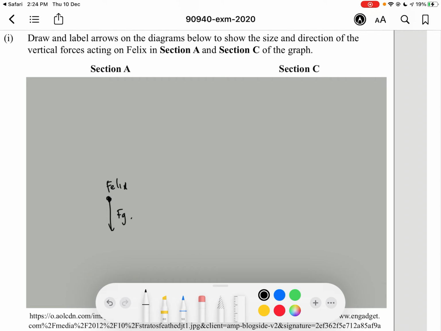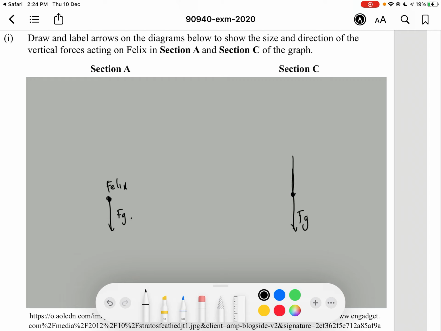That means all the forces are balanced, since at a constant speed there is no net force, meaning there's no net acceleration. Therefore, the air resistance created is equal to the force of gravity acting downwards, and this 350 meters per second is where Felix has reached his terminal velocity. So if I draw Felix in section C, he is still going to have Fg acting downwards.